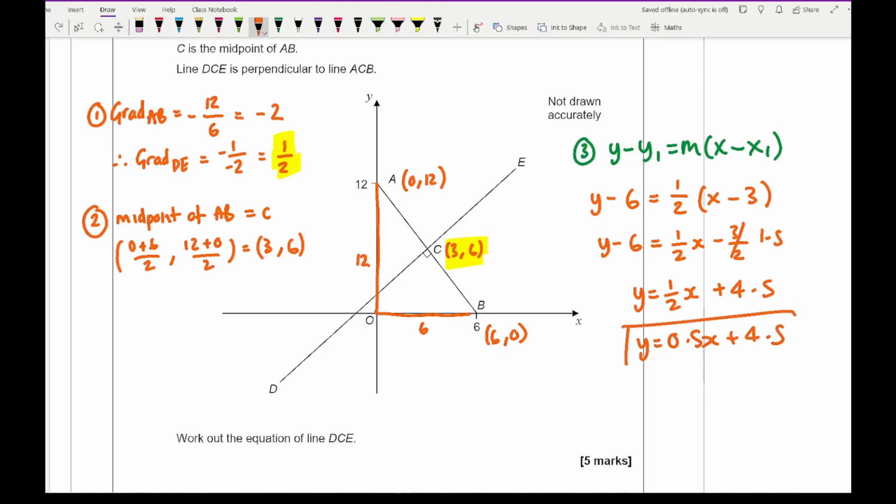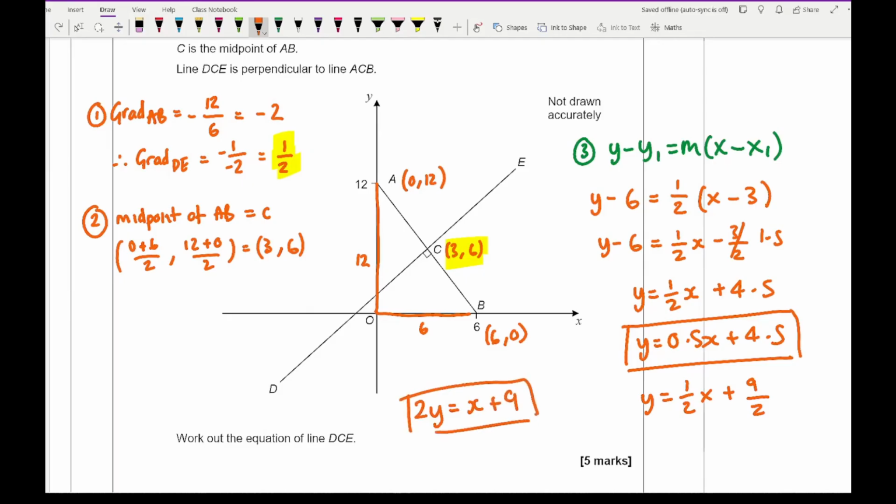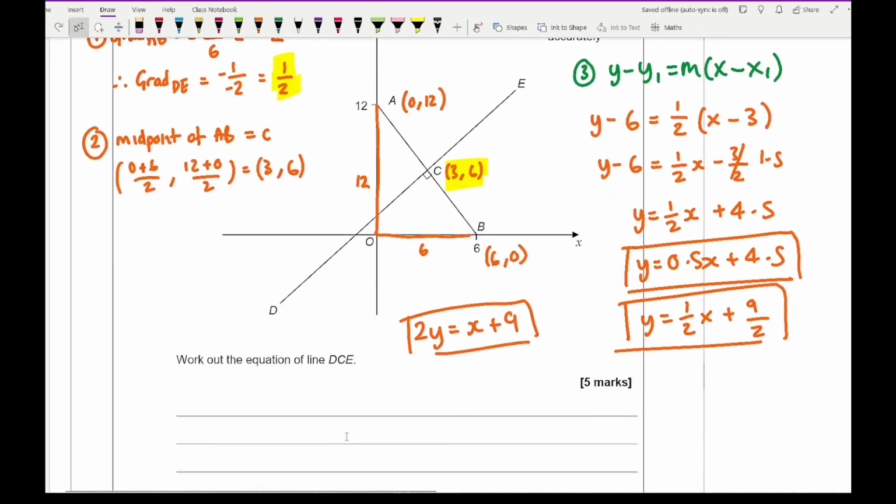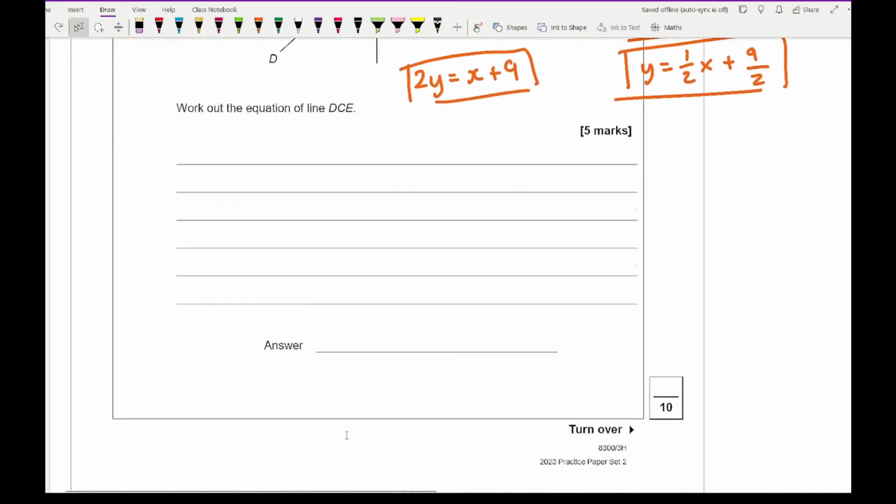Now again, there's loads of different variations you could give for the correct answer. I could have written it in fraction form, so I could have y equals 1/2 x plus 9 over 2. I could have multiplied everything by 2 to get rid of the fraction, so I've got 2y equals x plus 9. So any of these particular ways of writing the same equation would be absolutely fine to get the marks, because it's not actually specified how they want me to write the equation.